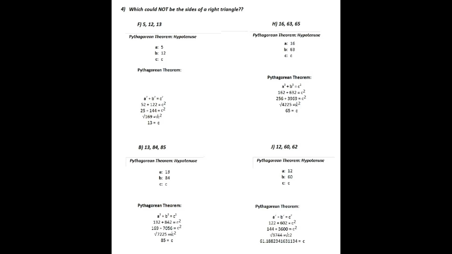Now, this last one is a little bit different, because when we plug in 12 and 60 as our A and B, you see that long decimal down there? Well, that's 61.188234163, and so on. That's the actual C, not 62. So that tells us that J is the wrong answer. Therefore, the answer is J. 12, 60, and 62 cannot be the sides of a right triangle because it doesn't match the Pythagorean theorem.